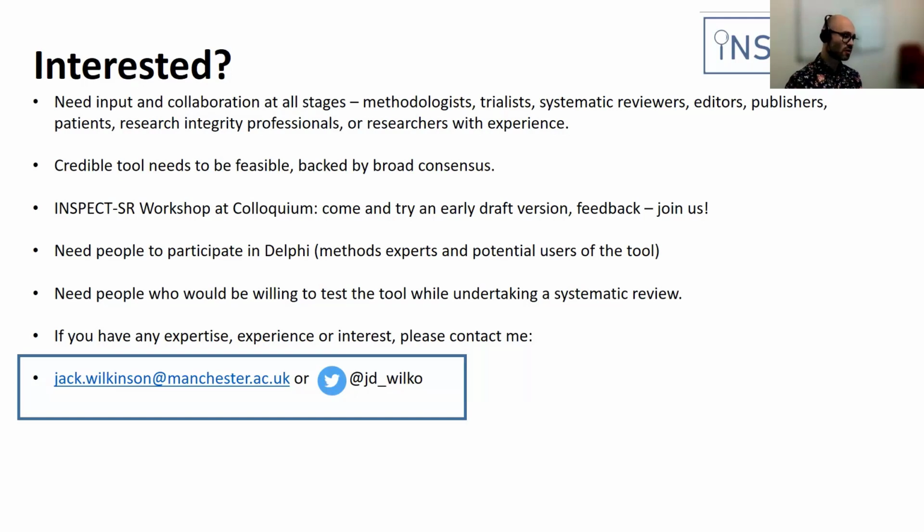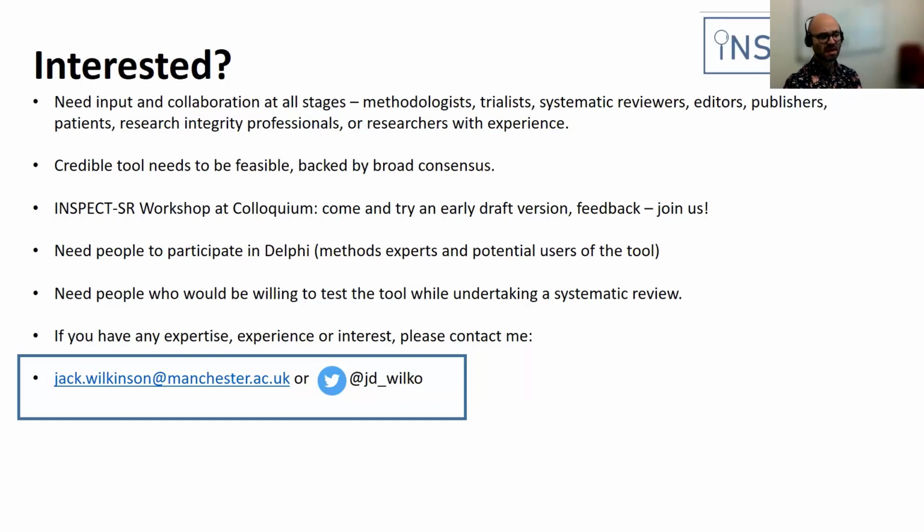At the Cochrane Colloquium in September, there's going to be an INSPECTSR workshop. So that'll be a chance to come and try a very early draft version of the tool, largely based on the results of this application exercise that I just described. A chance to introduce you to the idea, introduce you to a draft version, and for you to give us some feedback and your ideas. All right, so please do join us if you're available and at the colloquium. That's going to be the Wednesday lunchtime, I believe.